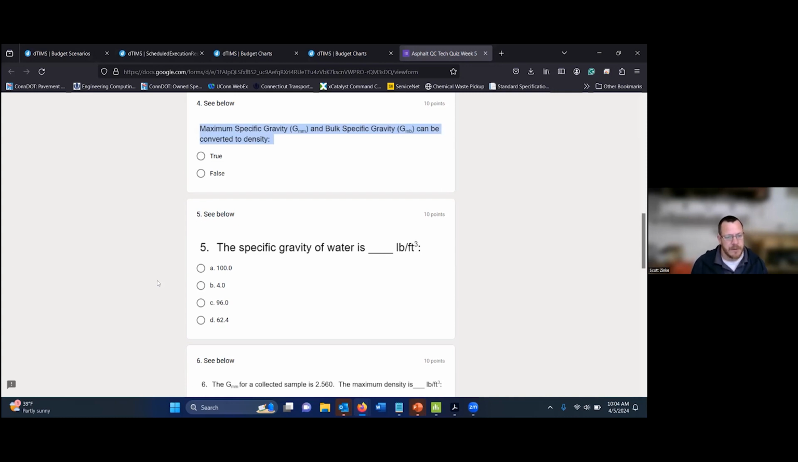Okay. Number five, the specific gravity of water is how many pounds per cubic feet? In the HMA world, this is something we use all the time. And so if you guessed 62.4 pounds per cubic foot, you'd be correct. So in relation to the specific gravity question above, if you multiplied any specific gravity by 62.4, you would end up with units of density in pounds per cubic foot.